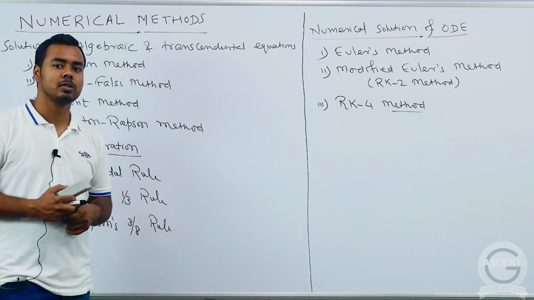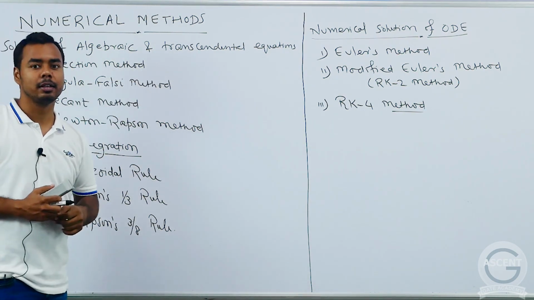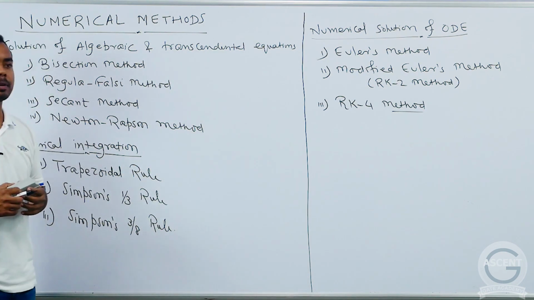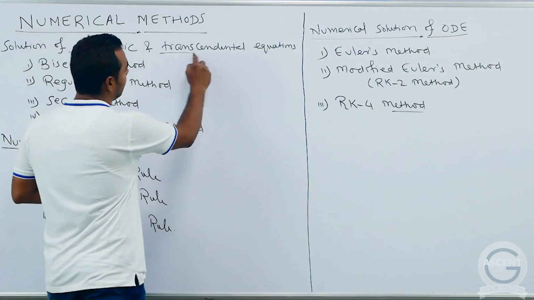Our next chapter is numerical methods. This is a very small chapter and every year you can expect at least 1 to 2 marks questions from this chapter. So these are the list of topics that we have to learn in this chapter. First we'll start with solution of algebraic and transcendental equation.